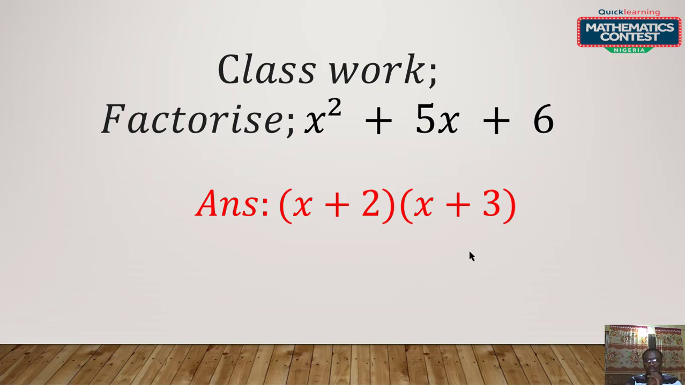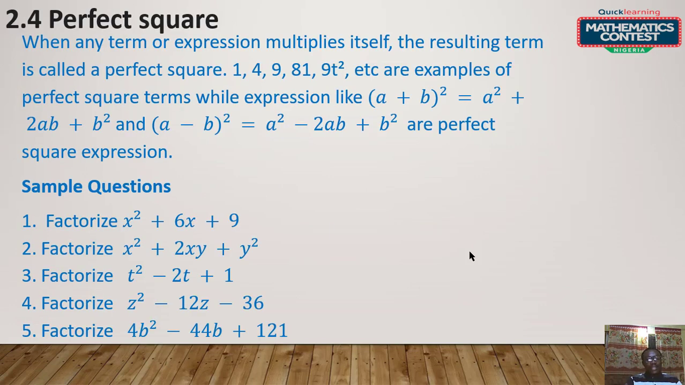I trust your answer is x plus 2 into bracket x plus 3, and if you get that, you're actually correct. So that brings us to the next topic we have, which is perfect squares. Now, when any term or expression multiplies itself, the resulting term is called a perfect square. For instance, simple perfect squares are 1, 4, 9, 81, and 90 squared is a perfect square. All of those are examples of perfect squares.